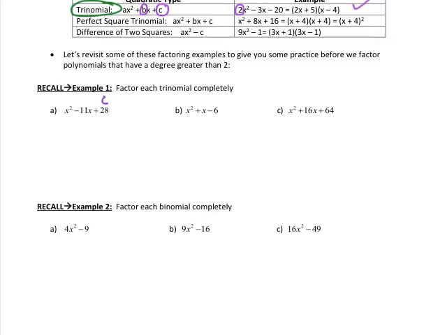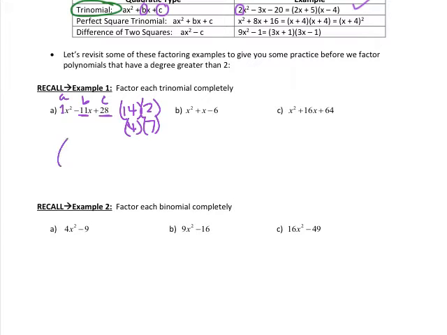So I have a c, I have a b, and my a here is understood to be 1. So what two numbers do we know that multiply to 28? First of all, you're looking for two numbers that multiply to 28. Are they 4 and 2? Sorry, 14 and 2. Are they 4 and 7? And they also have to add to negative 11. So two numbers that multiply to 28 but add to negative 11.